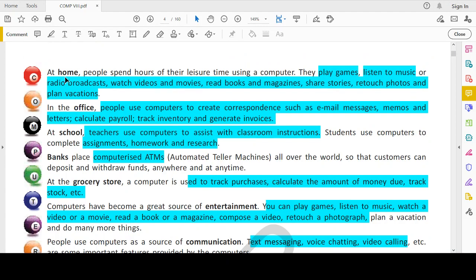See, all these things at home you are using for entertainment, for learning. At office you are using for sending mails, memos, letters, calculating payrolls, tracking inventory, generating invoices. At the school, teachers are using it as a learning aid for teaching. You have seen the teachers teaching with the help of a smart board. So computers are used for teaching. In banks, it is used in ATMs, automated teller machines.